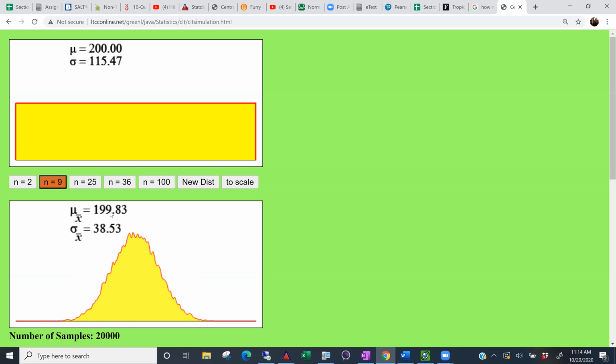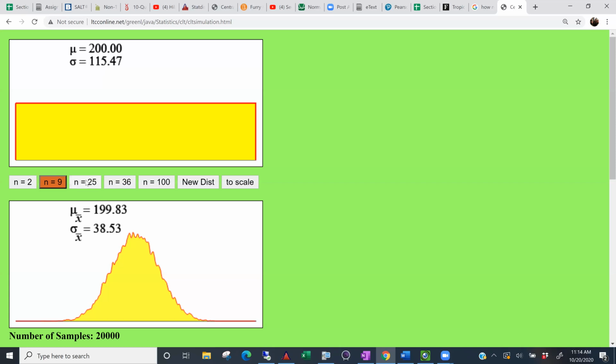Okay, take a look at its standard deviation. Standard deviation is 38.53. That's about 1/3 of what it was. So exactly 1/3 would be like 35.16 or something like that. So we're pretty close to about 1/3 of what it was. And we're going to keep going a few more times.